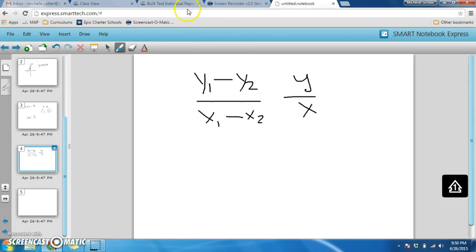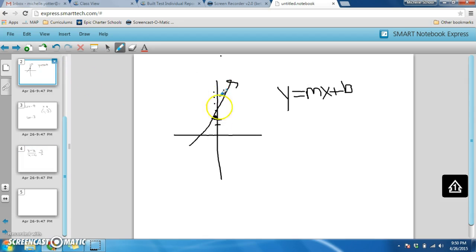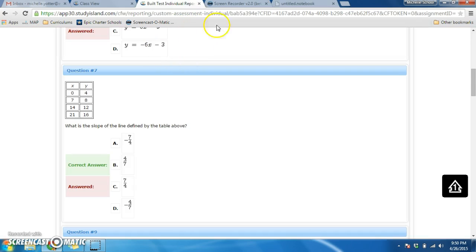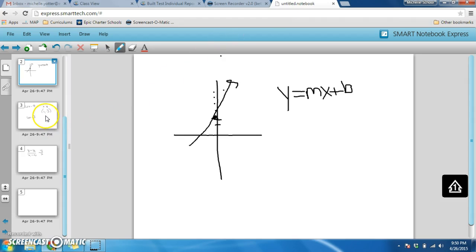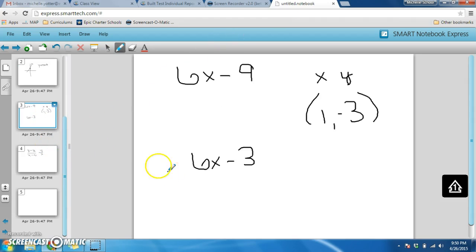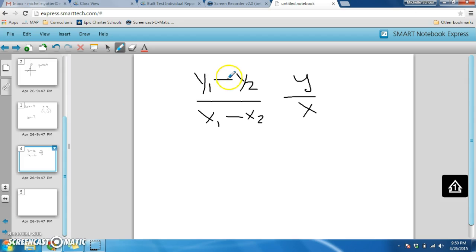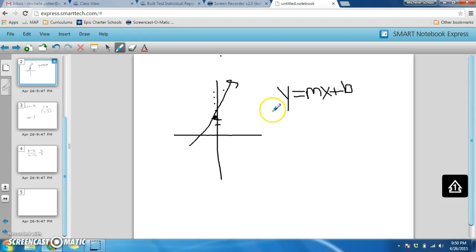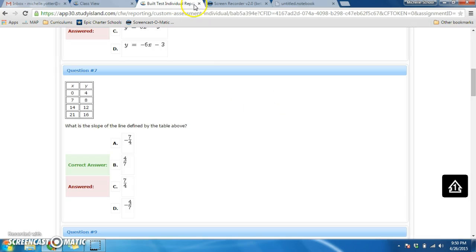Just like when you're graphing, you go up or down, you do y's first, and then you go left or right and you do x's. So, maybe throw these on some flashcards or repeat them over and over. Write it over and over and over again. y1 minus y2 over x1 minus x2, okay? And same thing with y equals mx plus b.